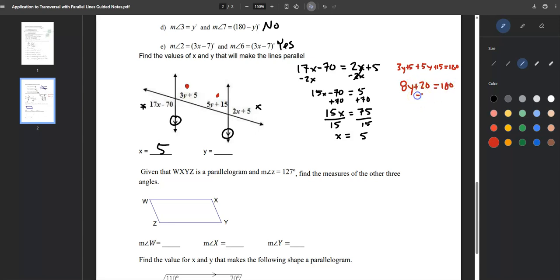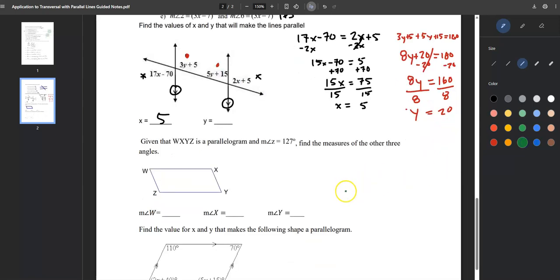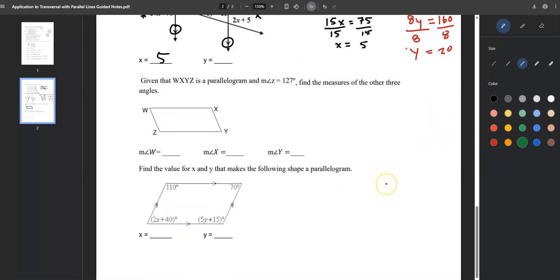And then I've just got to solve it. So minus the 20, minus the 20, that'll give me 8y equals 160. And then divide by 8, divide by 8, and so y should give me 20. Okay? So all we're doing again is just simply setting up and solving at that point in time. Okay? All right, looking at this last couple with parallelograms.